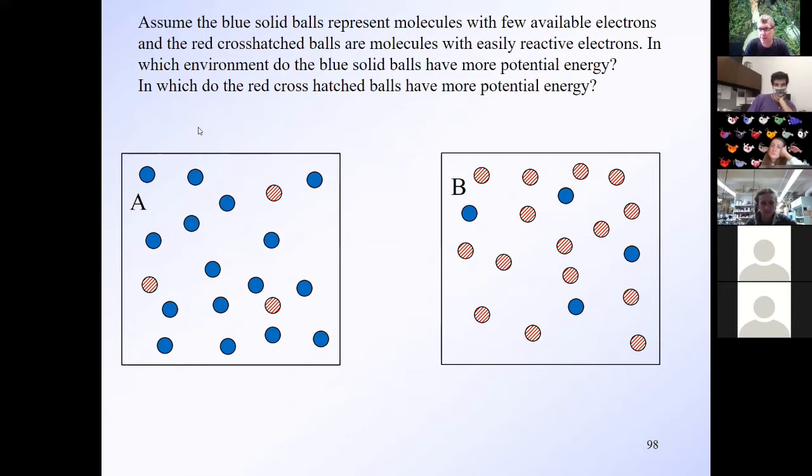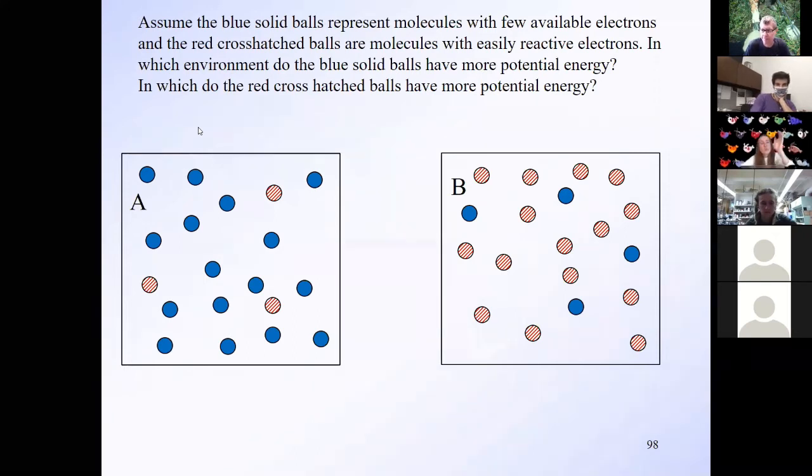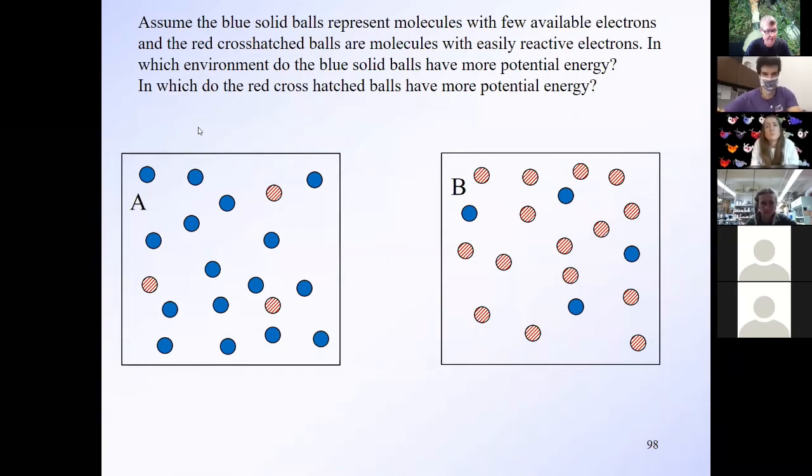This will be the question of the day, if you don't mind typing it in so I get your names down. In which of these, A or B, do the blue solid balls have more potential energy? So everybody's going with A. So why would you argue that it has more potential energy in A? Gabriel's going for B, that's good.